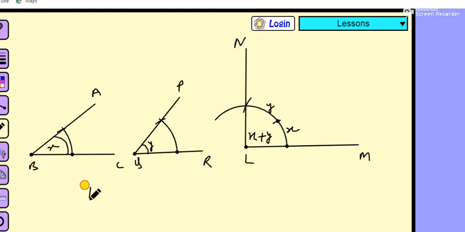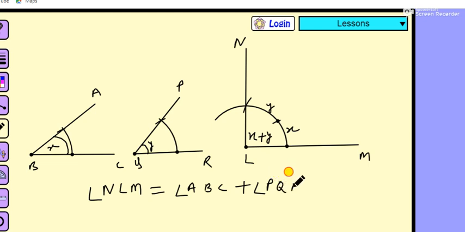As you know, angle NLM is equal to angle ABC plus angle PQR. And now write the steps of construction in your own words. It's very simple. Now construct the parallel lines.